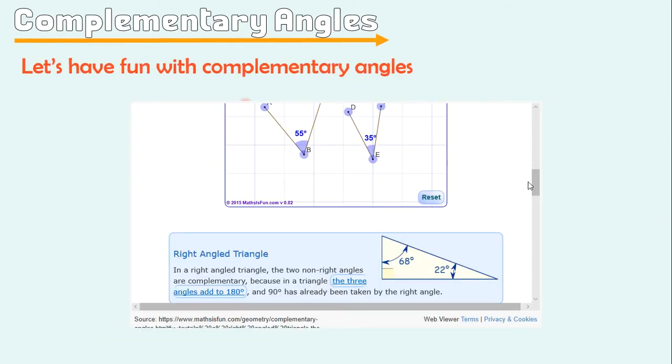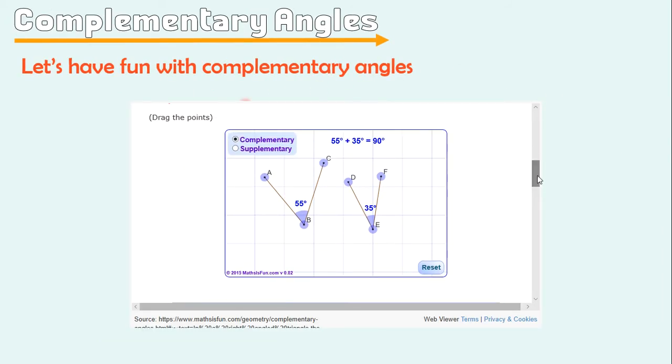Let's have fun with complementary angles. Notice that here the two angles are complementary. So this is the complement of this angle, and this angle is the complement of this angle. Whenever we change the measure of this angle, this one must change also, so that their sum is always 90 degrees because they are complementary. So let's change this angle.